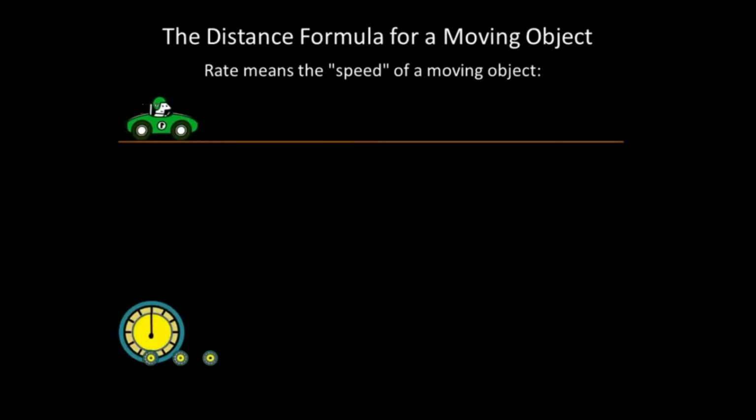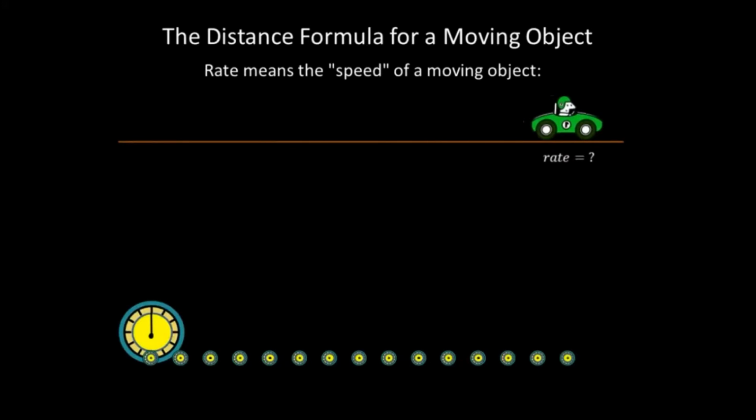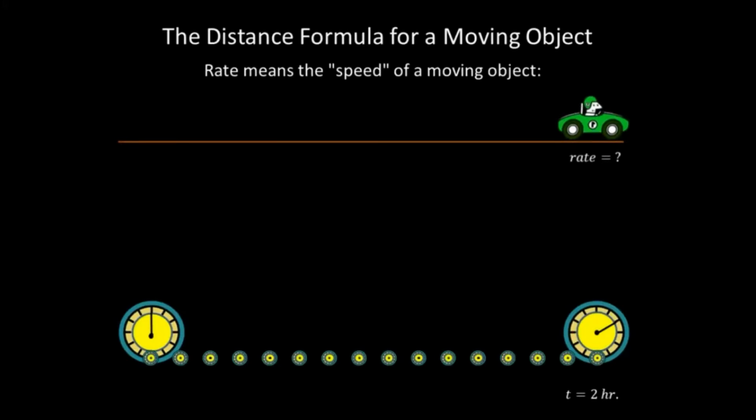Let's look at another problem. This time, we want to find the rate of the moving object when we know the time and we know the distance that the object has traveled. Again, we're going to use our distance formula because the distance formula talks about what we know and what we are looking for. We know the distance, we know d, and we know t, the time. We need to find r, the rate.